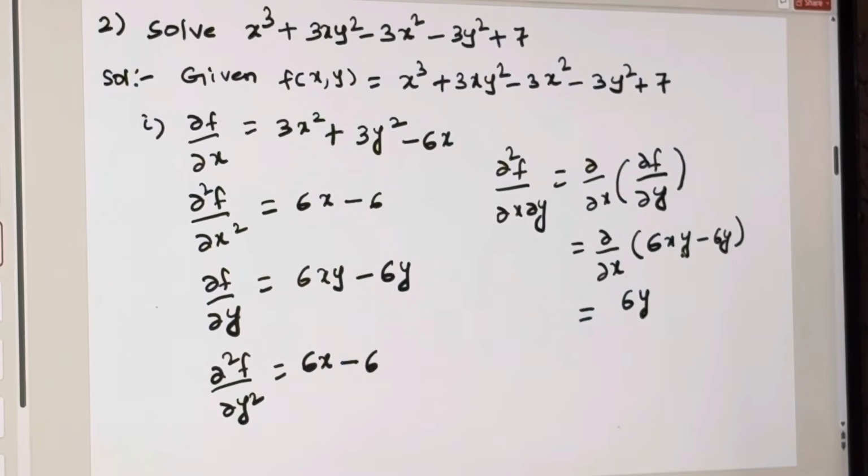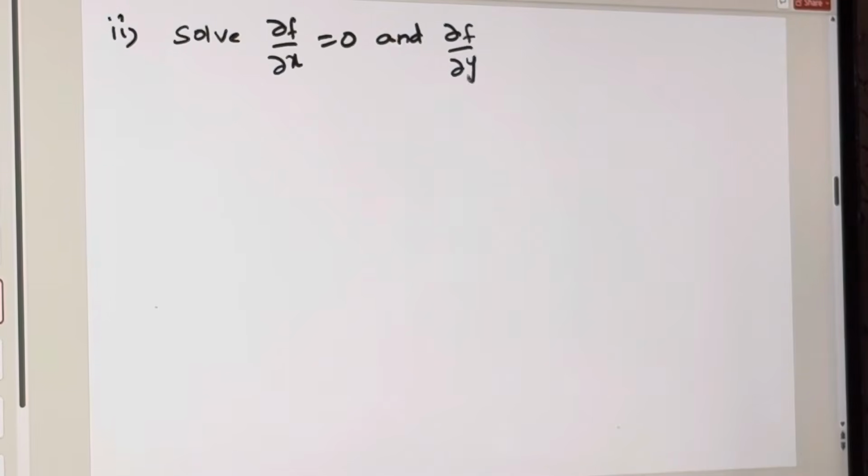Okay. So step number 1 we have completed. Okay. What is step number 2? Step number 2 is dou f by dou x is equal to 0 and dou f by dou y is equal to 0. दो equations को आपको solve करना है. Okay. सॉल्व क्यों करना है? स्टेशनरी पॉइंट्स आपको निकालना है. So second step is you have to solve dou f by dou x is equal to 0 and dou f upon dou y is equal to 0. So what are the equations?